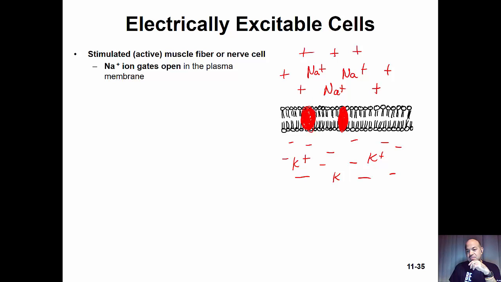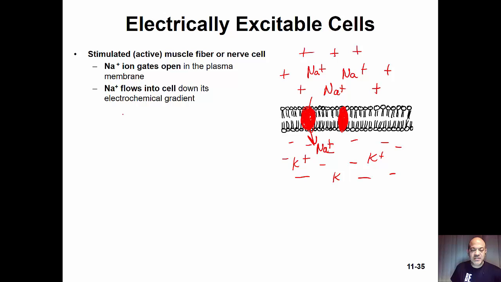this gate here can open. And when it opens, because there's a lot of sodium on the outside and less on the inside, the sodium is going to want to rush in. Okay? So the sodium ion gate opens, and when it opens, we're going to have a bunch of sodium rushing into the cell.